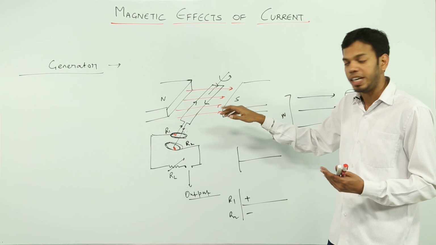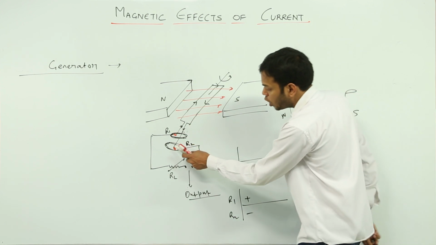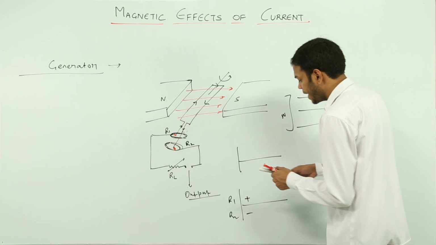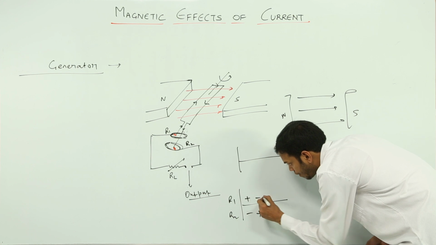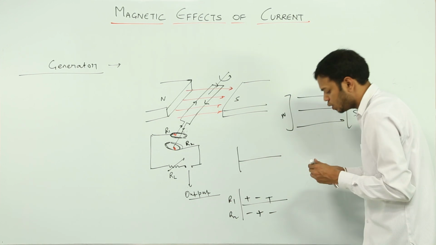Current will still flow clockwise, but right now current will be flowing from R2 to R1. Why? Because this part is here and this part is here. So current is going from R2 to R1. That means R2 is positive and R1 is negative. Then the first cycle gets repeated, and that is why.